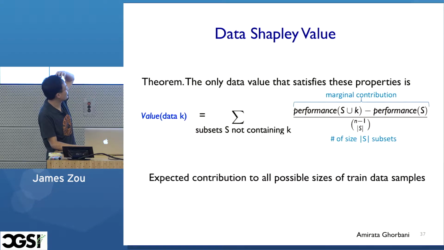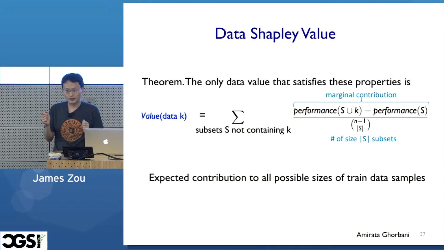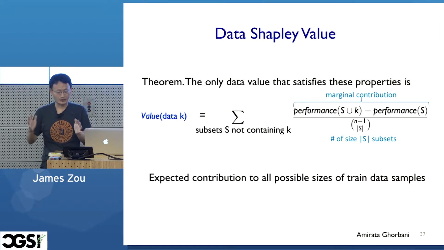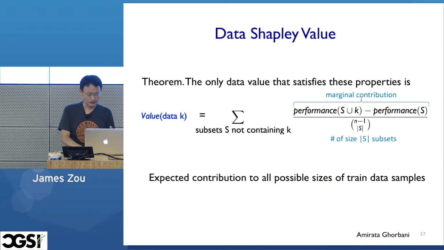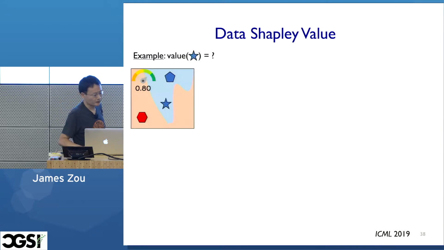Let's parse this. If I want to compute the value of a particular data point in some statistical model or machine learning context, I look at different subsets of the data set, maybe subsets of size 1, 10, 100. For each subset, called S here, I add that data point to it and see the change in the performance of my model. So it's the marginal contribution of the data point to different subsets, with a simple normalization term. You can view this as the expected contribution over different subsamples of my training data. Here's a quick illustration.